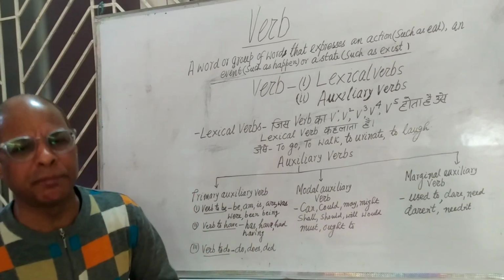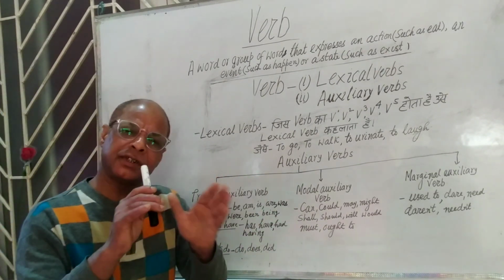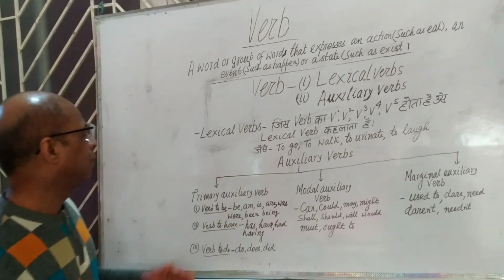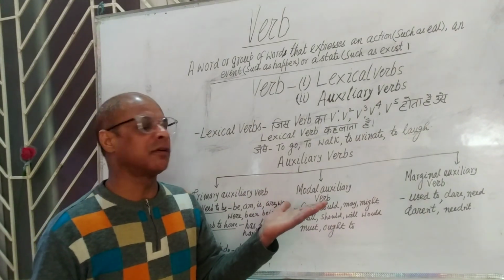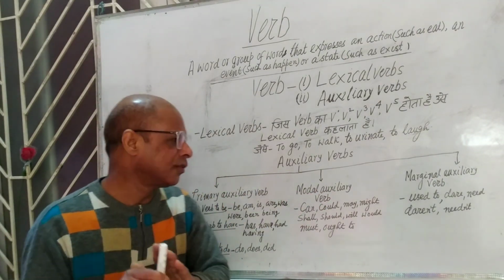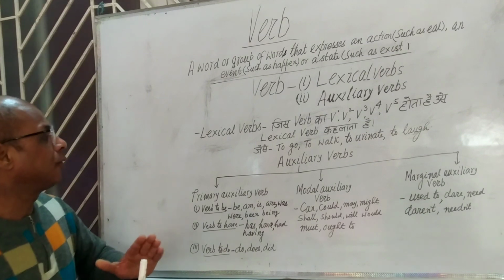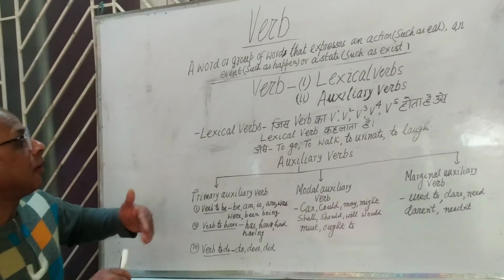Let's switch on to know about auxiliary verbs. There are basically three kinds of auxiliary verbs. One is called primary auxiliary verbs, the second is called modal auxiliary verbs, and the third is called marginal auxiliary verbs. Let's try to know about each and every auxiliary verb.